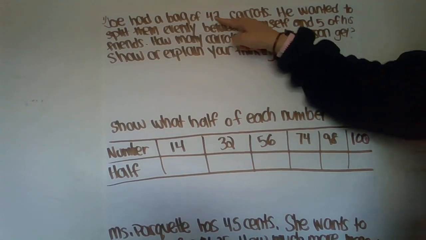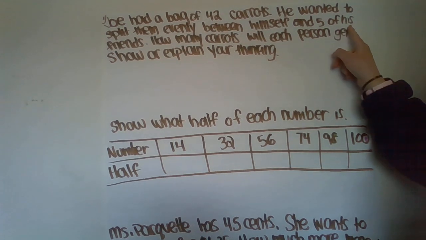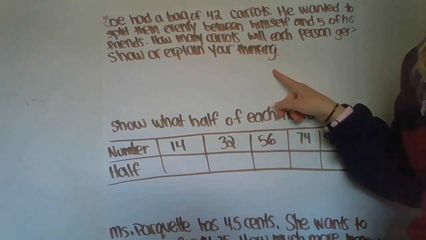Had a bag of 42 carrots. He wanted to split them evenly between himself and 5 of his friends. How many carrots will each person get? Show or explain your thinking.